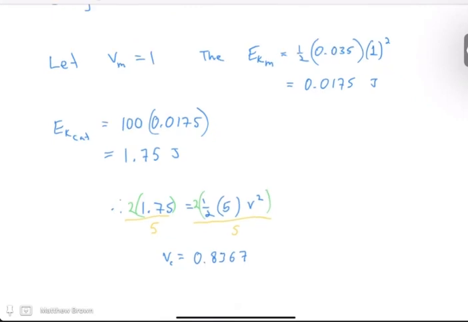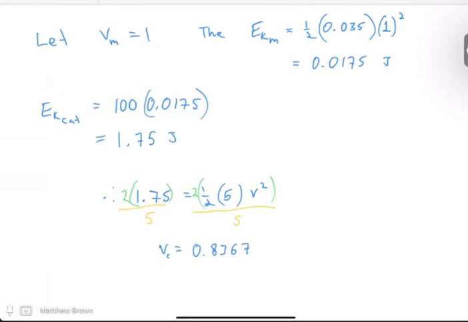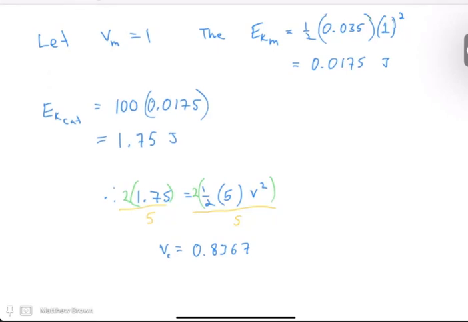So if I assign the speed of the mouse as 1, I can actually calculate a kinetic energy for the mouse, multiply that by 100, and figure out what the speed of the cat is. I get the same number when I just leave everything as a fraction. So that could just be a general problem solving approach.